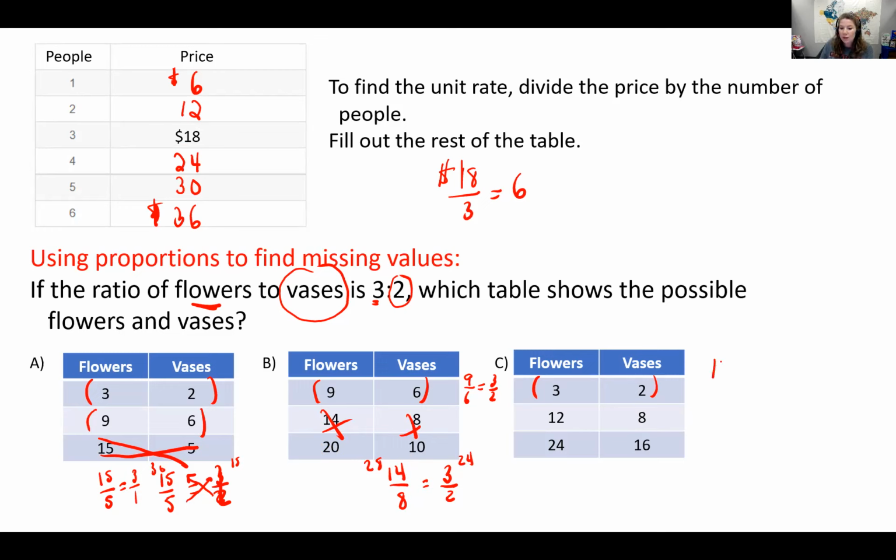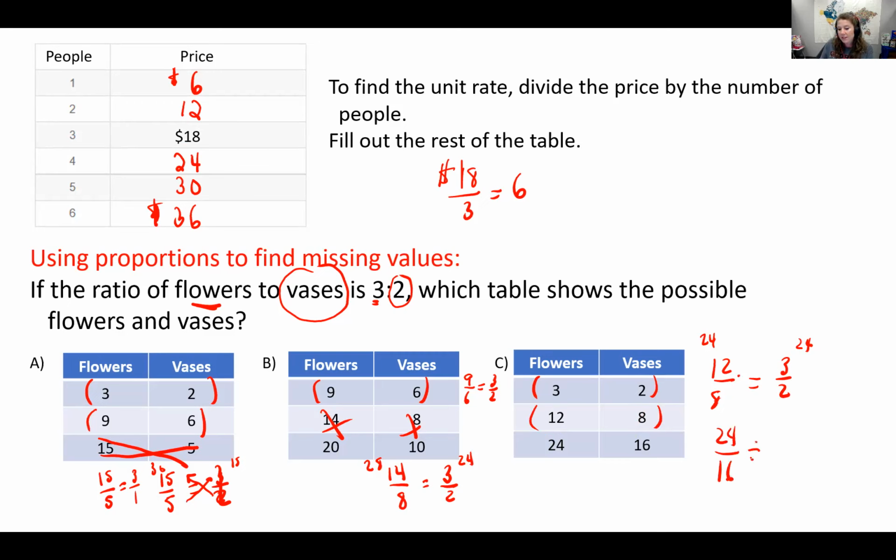So then what about 12 to 8? Can we simplify that to 3 to 2? If I cross multiply, 12 times 2 is 24 and 8 times 3 is 24. If I divided both of these numbers by 4, I would get 3 to 2. So that one works. And then 24 to 16, does that simplify to 3 to 2?